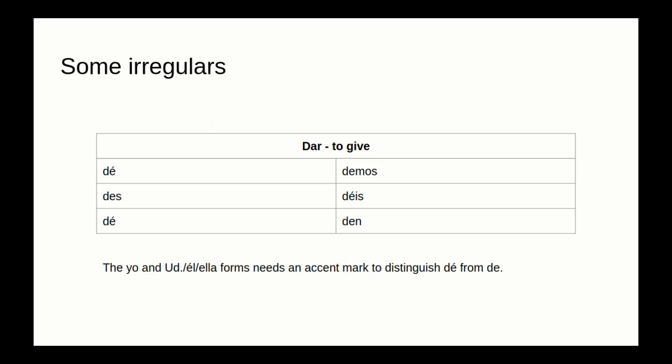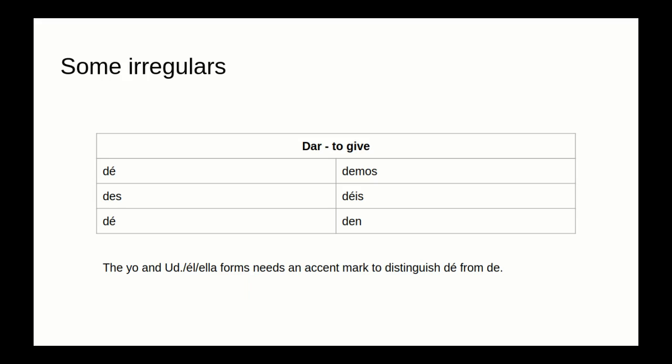There are also quite a few that are just downright irregular in the subjunctive mood. Dar is an example. Dar means to give. It's an AR verb, so let's go to the yo form. Dar becomes doy. How am I going to drop the o? Well, I drop the oy in this case. And then I switch the endings. It's an AR verb, I'll use ER endings. And I get dé, des, dé, demos, deis, den. Well, that doesn't look that irregular to me.